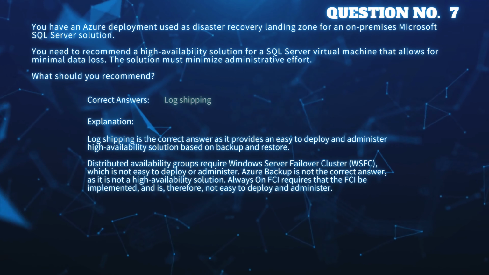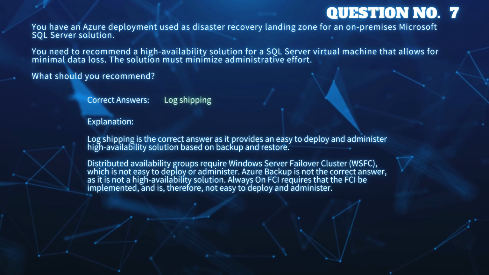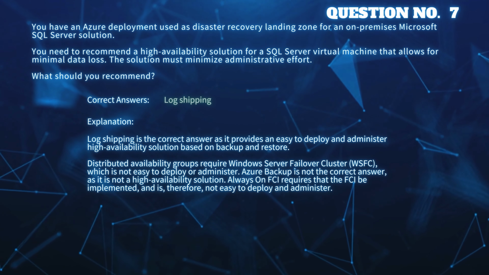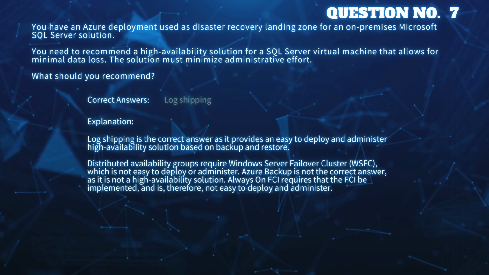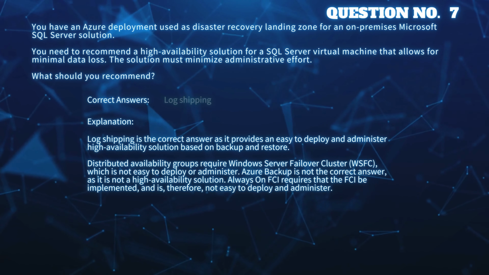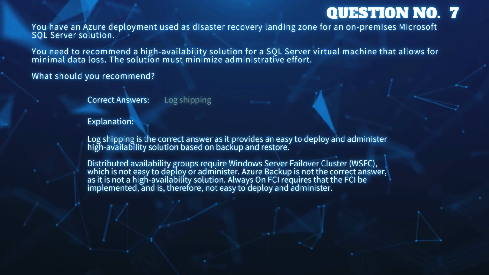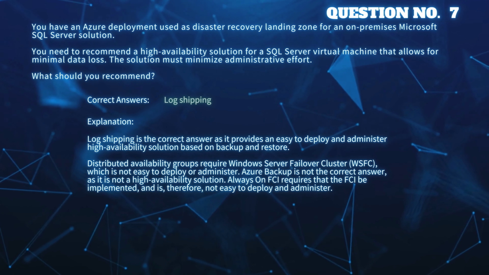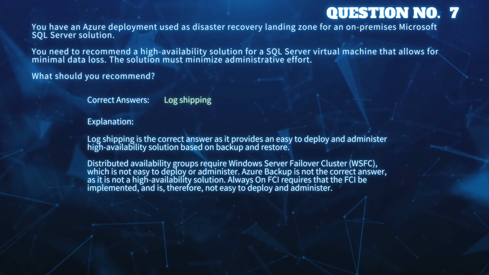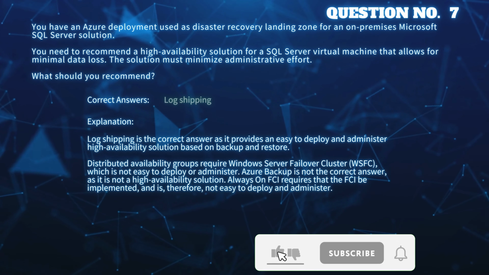Explanation, Log Shipping is the correct answer as it provides an easy-to-deploy and administer high-availability solution based on backup and restore. Distributed availability groups require Windows Server Failover Cluster, WSFC, which is not easy to deploy or administer. Azure Backup is not the correct answer, as it is not a high-availability solution. Always On FCI requires that the FCI be implemented, and is, therefore, not easy to deploy and administer.